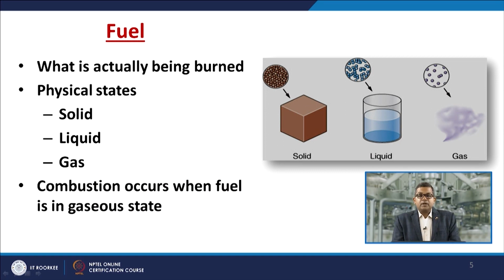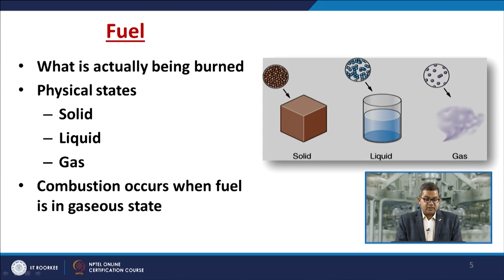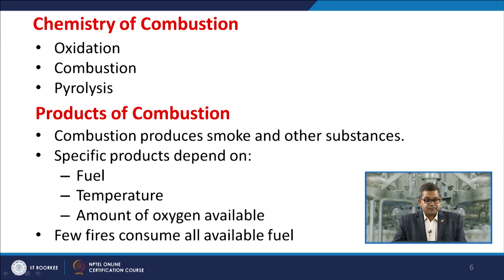Before we go into detail of this fire triangle, let us consider what fuel is. Fuel is what is actually being burned, because not everything has the ability to generate fire. This fuel is available in three physical states: solid, liquid, and gaseous. The best example of solid is coal, liquid is gasoline or diesel, gaseous is natural gas, etc. So combustion usually occurs when fuel is present in the gaseous state.